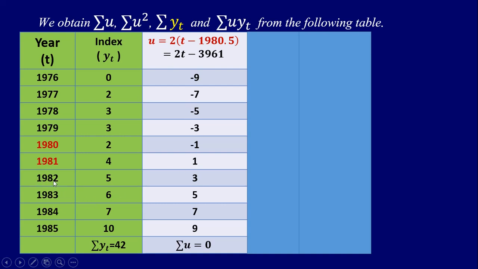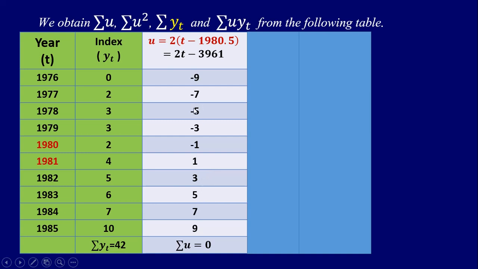Similarly, for the next value, 1982, we substitute this value for t here. 1982 minus 1980.5, we get 1.5. 1.5 into 2, we get 3. Similarly for 1984, 1985 and so on. So we get these values of u from these values of t. If we observe this, the middle two values are -1 and 1, and above -1 we have -3, -5, -7, -9, and below 1 we have 3, 5, 7, 9 and so on.